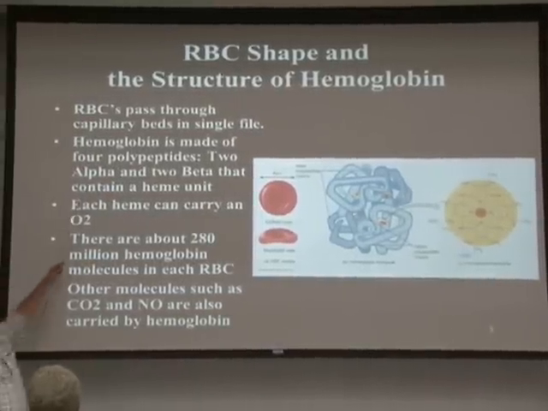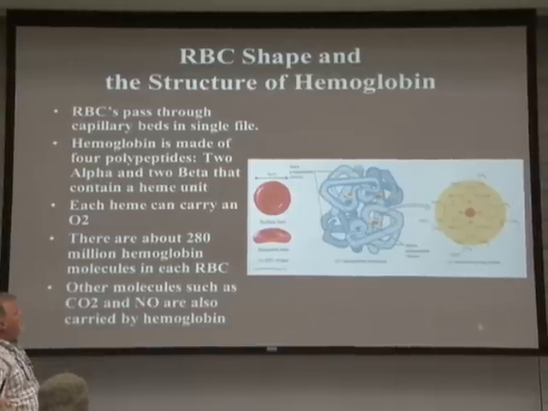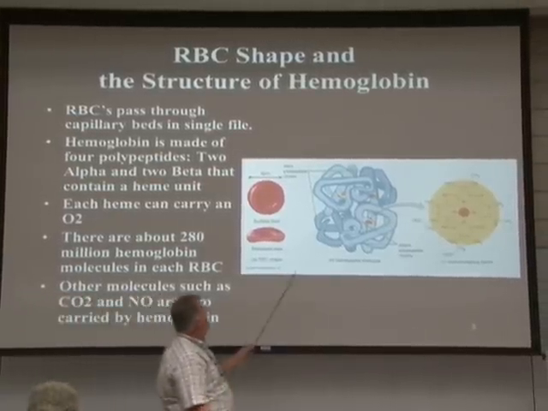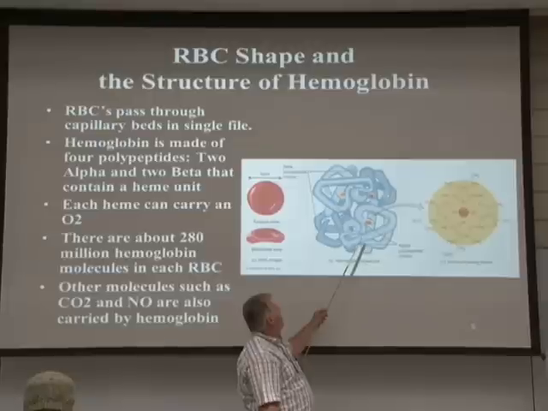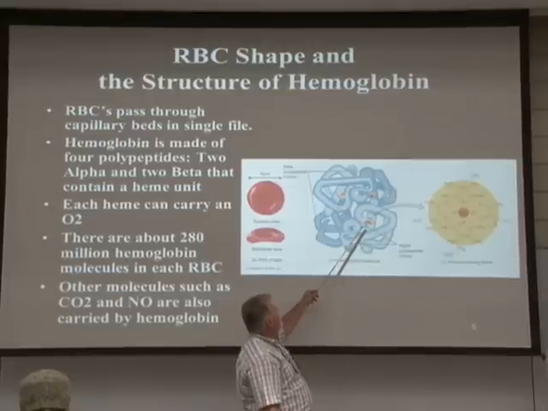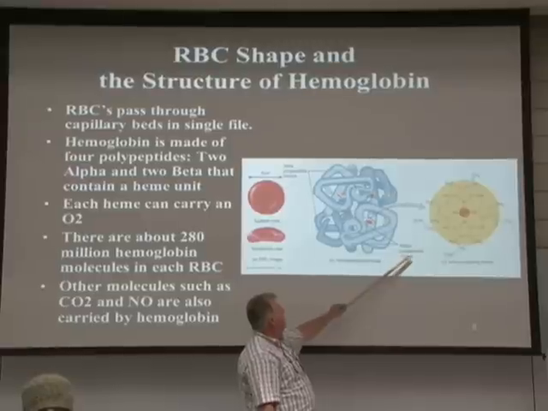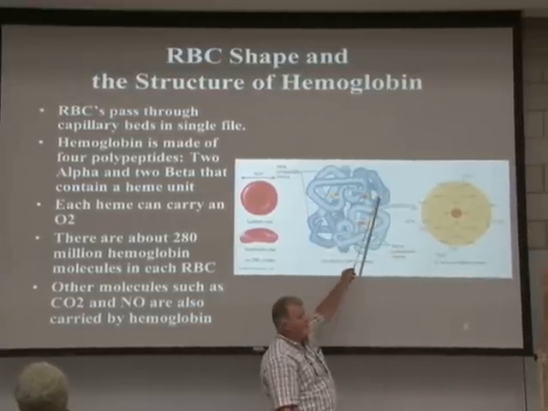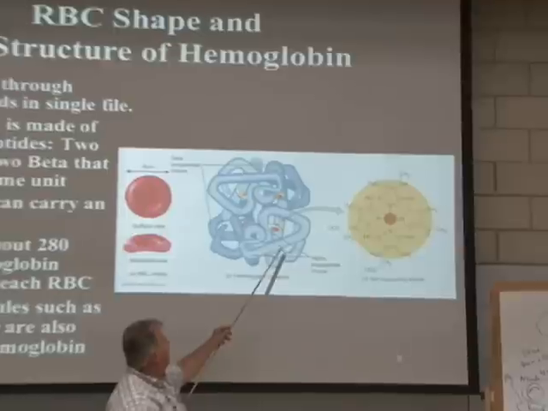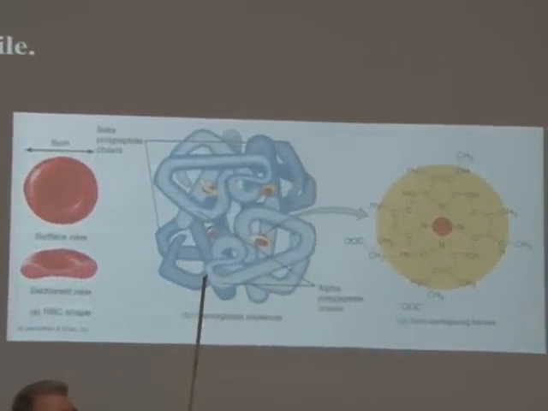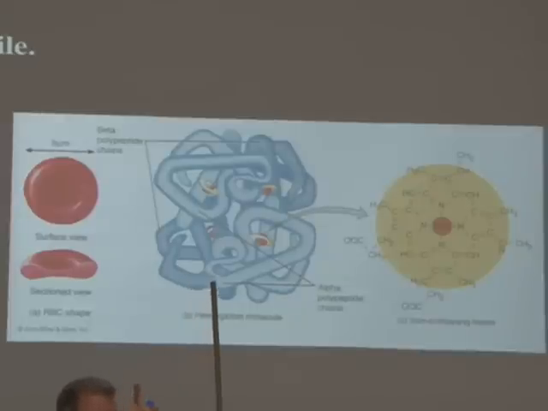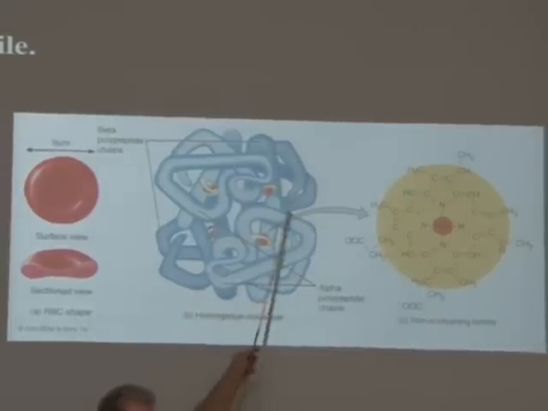All right, so they pass through in single file. Now, the reason why we have red blood cells is because we want to load them with this compound, which is hemoglobin. So hemoglobin is made up of two protein molecules, two alpha polypeptide chains, and two beta polypeptide chains. They're proteins that are rolled on themselves, globin, so they're globular proteins, which is where the end of the word globin comes from.